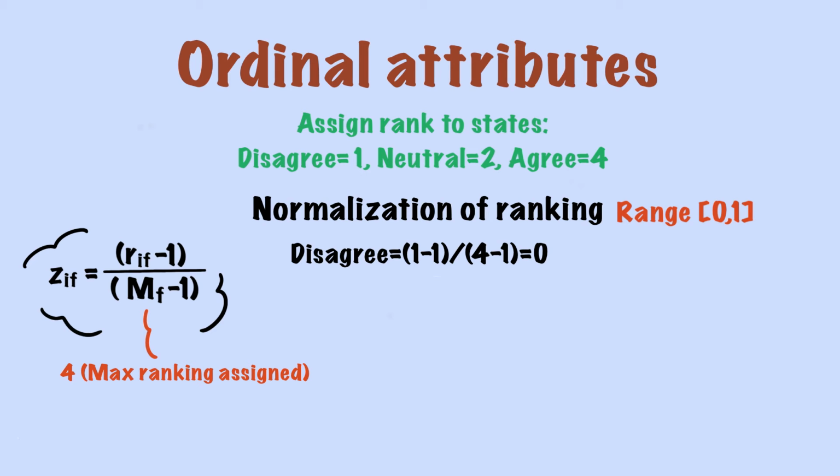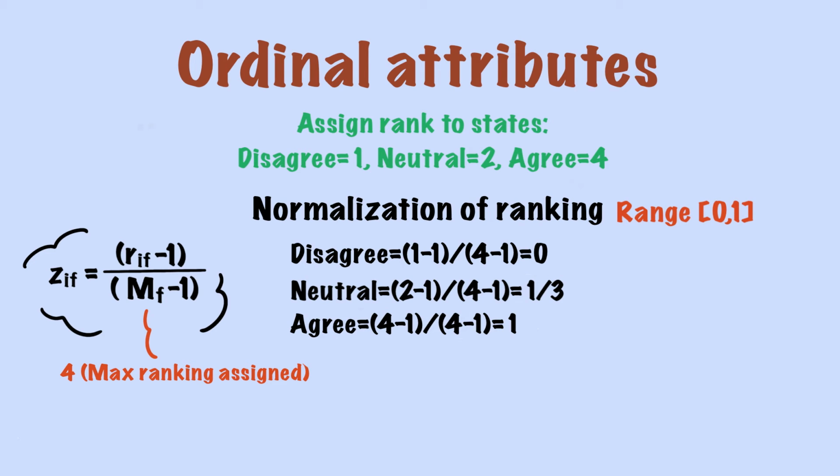Basically, disagree is 1 minus 1 divided by 4 minus 1, which is 0. Neutral is 2 minus 1 divided by 4 minus 1, which is 1 over 3. Agree is 4 minus 1 divided by 4 minus 1, which is 1. And voila! We have the normalized ranking of each attribute.